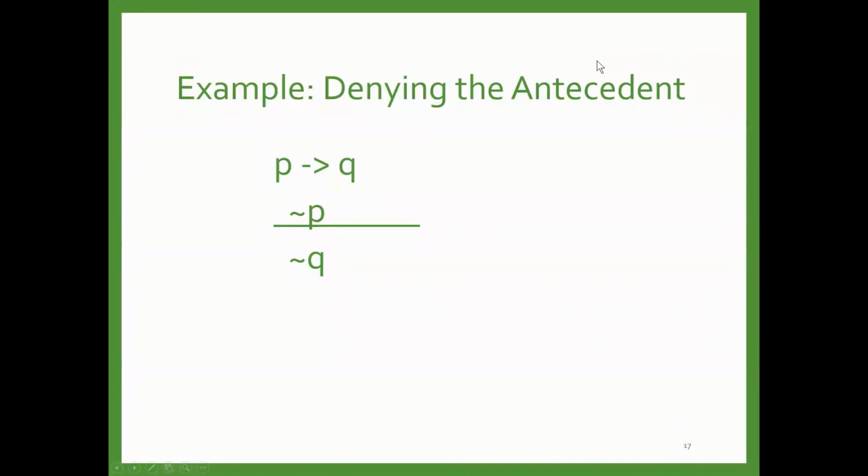Our second argument example is that of denying the antecedent. So we have: if P then Q, not P, therefore not Q. Now this sounds reasonable to many people. Say P is Tom goes to the store and Q is Tom gets milk. So we have: if Tom goes to the store, then Tom gets milk. Tom does not go to the store, therefore Tom does not get milk. Seems reasonable. Let's check it out with the truth table.